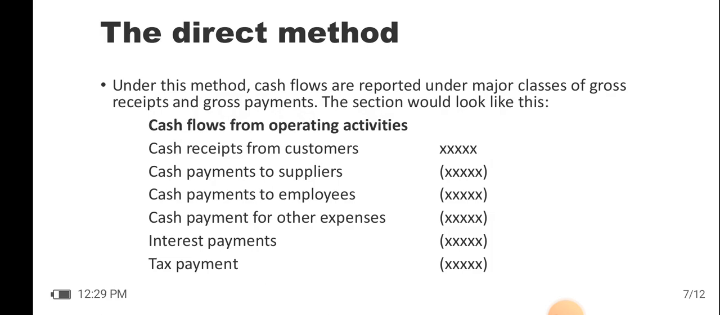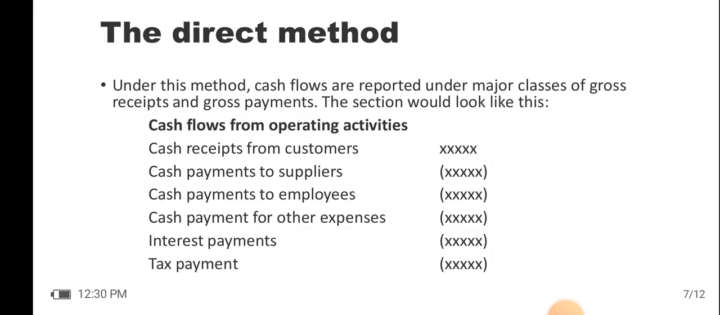We do not have to give each and every item an entry on the face of the statement of cash flows. Why? Because we might end up producing a very long statement of cash flows, and if information is overloaded, by the end of the day, the users of the financial statements are going to be tired, and they will lose interest in reading or using your statement of cash flows. And this means that your objective would have been defeated. So we need to ensure that we have grossed up the receipts and the payments in major subheadings, like the cash receipts from customers, okay, cash receipts from suppliers, cash payments to employees, cash payment for other expenses, interest payments, tax payment.